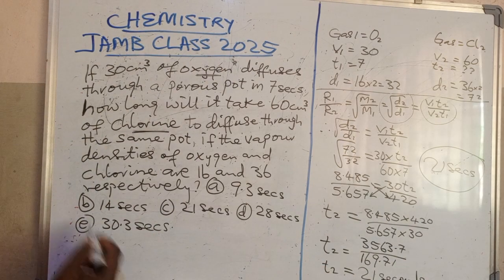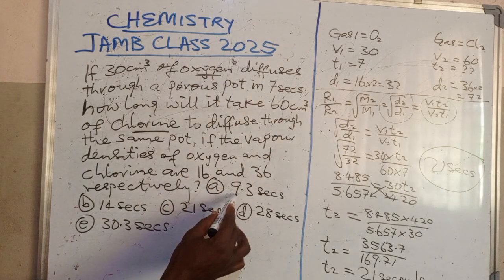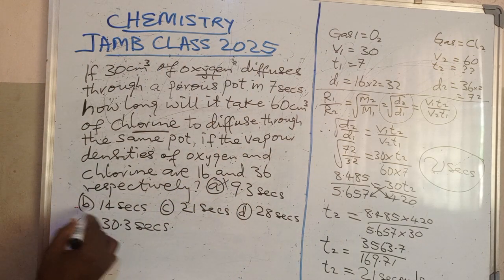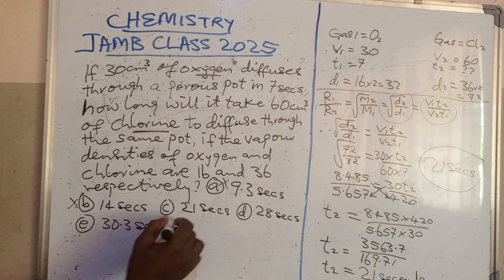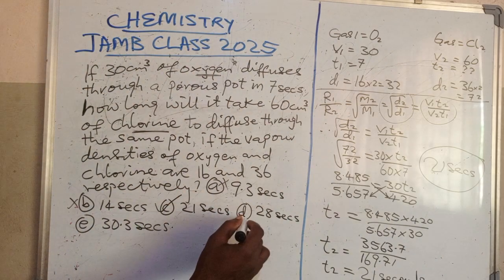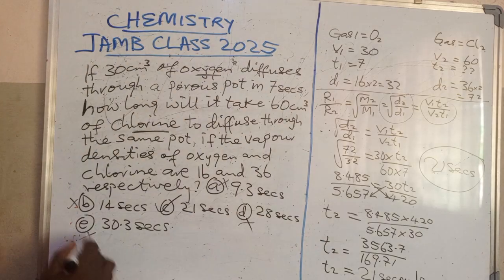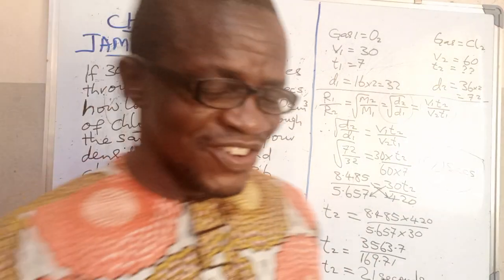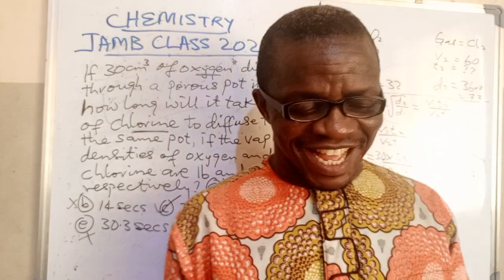Let's check. Do we have 21 seconds? A is wrong. B is wrong. C is correct. D is wrong. And E is wrong. So now I believe you enjoyed the class.